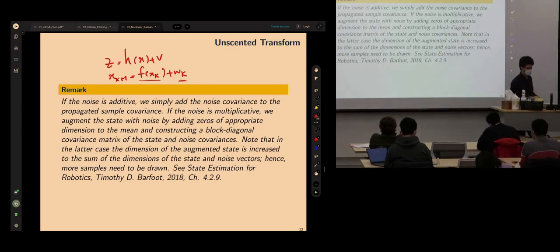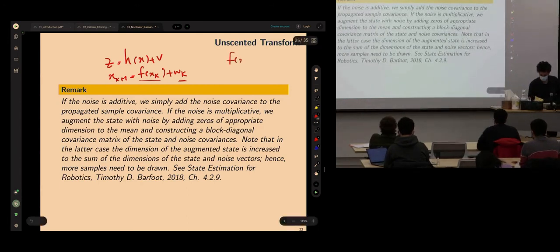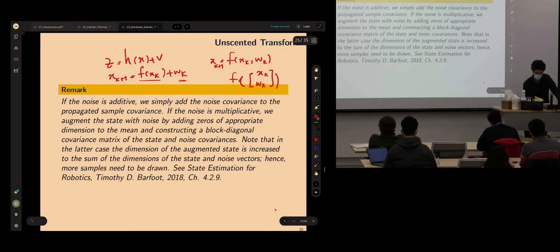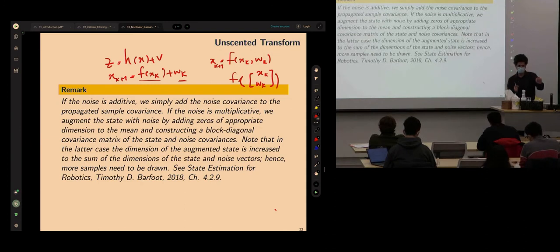However, if the noise is multiplicative for any reason, the solution will be a little more complicated. What you need to do, you need to stack them into a bigger vector, and your n is no longer the dimensionality of the state. It's the dimensionality of the state plus noise. So if it's 10 and 10, you get 20, right? So you need to generate more sigma points because now you're augmenting the state with noise.